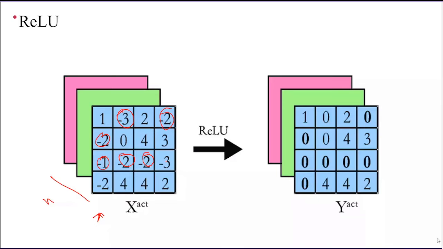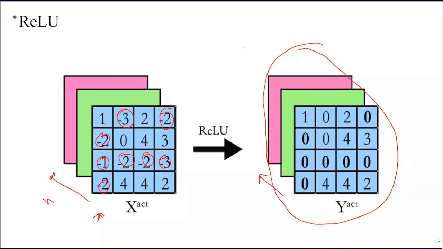And this is the output of the first convolution layer. And we can do this process repeatedly n number of times.